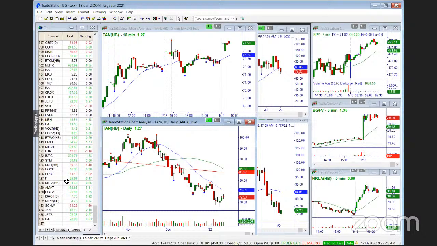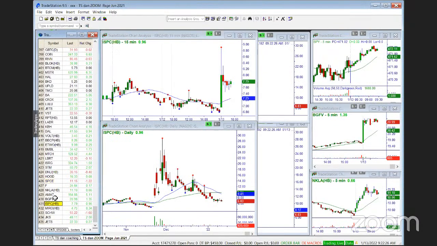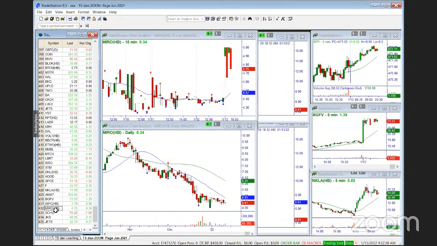That's a sloppier pattern, but maybe. ISPC gapping up. Sloppy pattern. I like the other gappers, but that's a something bar. Miro also. That one's gapping at resistance more. I'm not as crazy about that one.